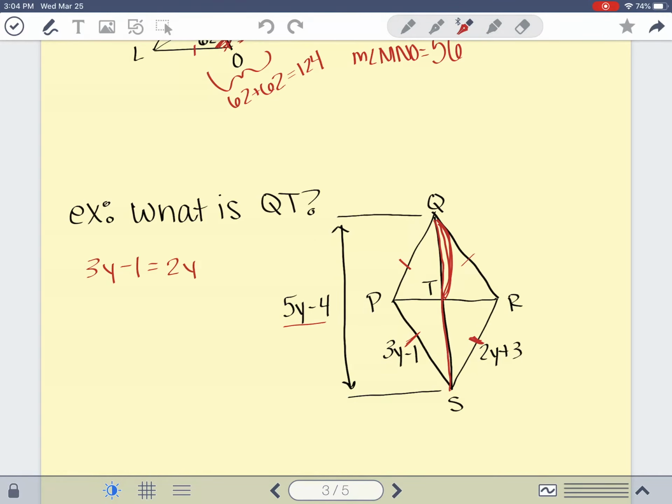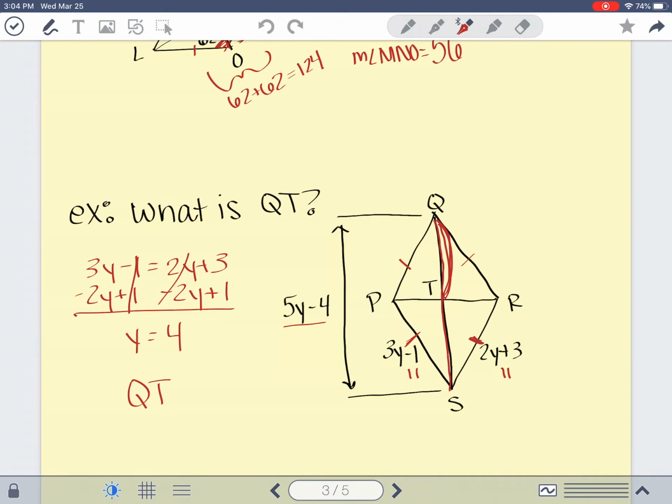So we have 3y minus 1 equals 2y plus 3. Subtract your 2y on both sides. Add your 1 on both sides. And we get y is equal to 4. And of course, just like normal, we want to plug it in and check it. 3 times 4 is 12, minus 1 is 11. 2 times 4 is 8, plus 3 is 11.